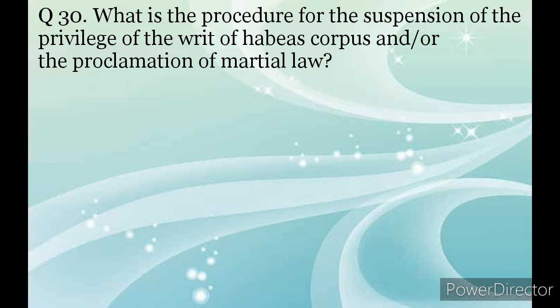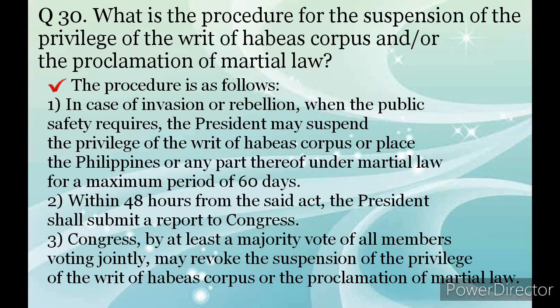Question 30. What is the procedure for the suspension of the privilege of the writ of habeas corpus and/or the proclamation of martial law? Answer. The procedure is as follows. 1. In case of invasion or rebellion, when the public safety requires, the President may suspend the privilege of the writ of habeas corpus or place the Philippines or any part thereof under martial law for a maximum period of 60 days. 2. Within 48 hours from the said act, the President shall submit a report to Congress. 3. Congress, by at least a majority vote of all members voting jointly, may revoke the suspension of the privilege of the writ of habeas corpus or the proclamation of martial law.